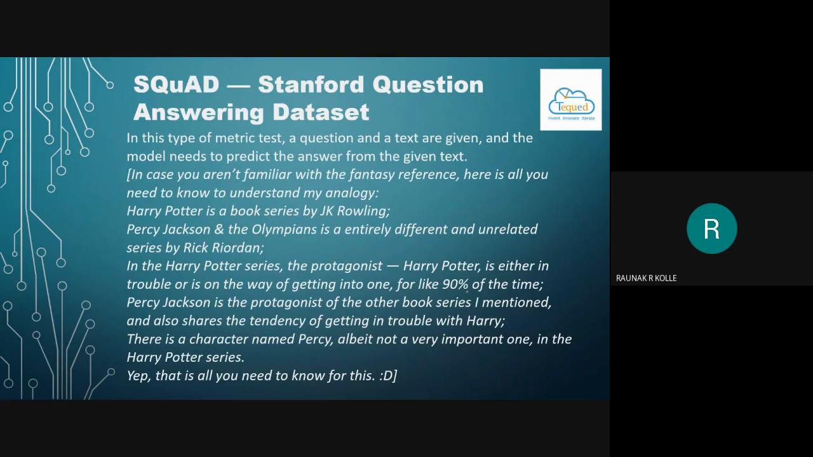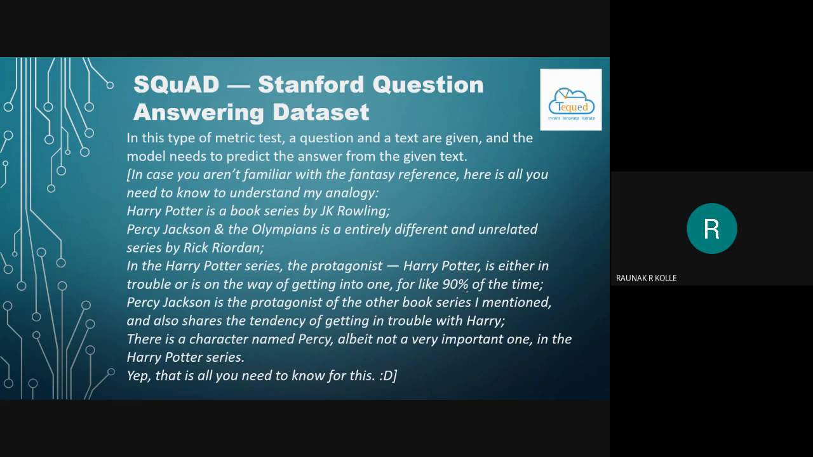The next evaluation metric is SQuAD, which stands for Stanford Question Answering Dataset. In this type of metric test, a question and a text are given, and the model needs to predict the answer from the given text.